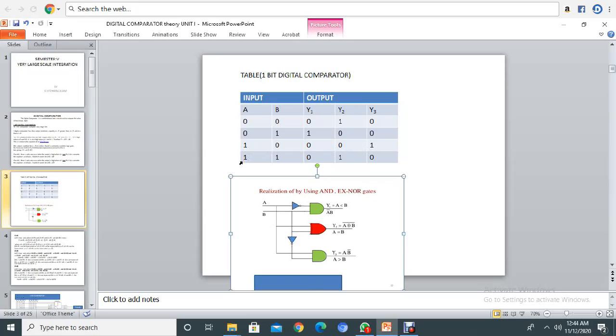Next case, A is equal to 1, B is equal to 1. Both are equal to 1. So A is equal to B. Y2 will be 1.